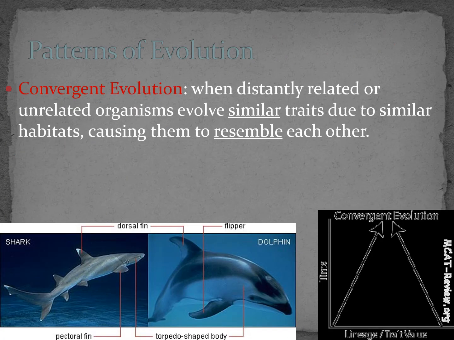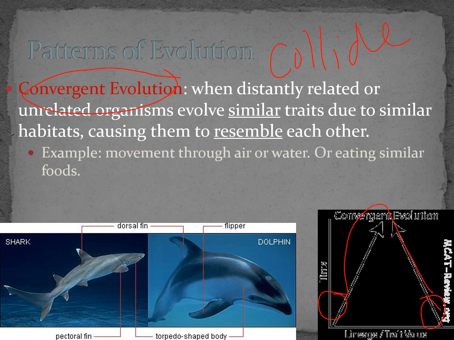So we also have convergent. Convergent means collide. This is when they didn't look alike, but now they're starting to look alike. So now the dorsal fin and the flippers are kind of changing a little bit and resembling each other, like the shark and dolphin. Movement through air and water or eating similar foods, those things you can actually start resembling.